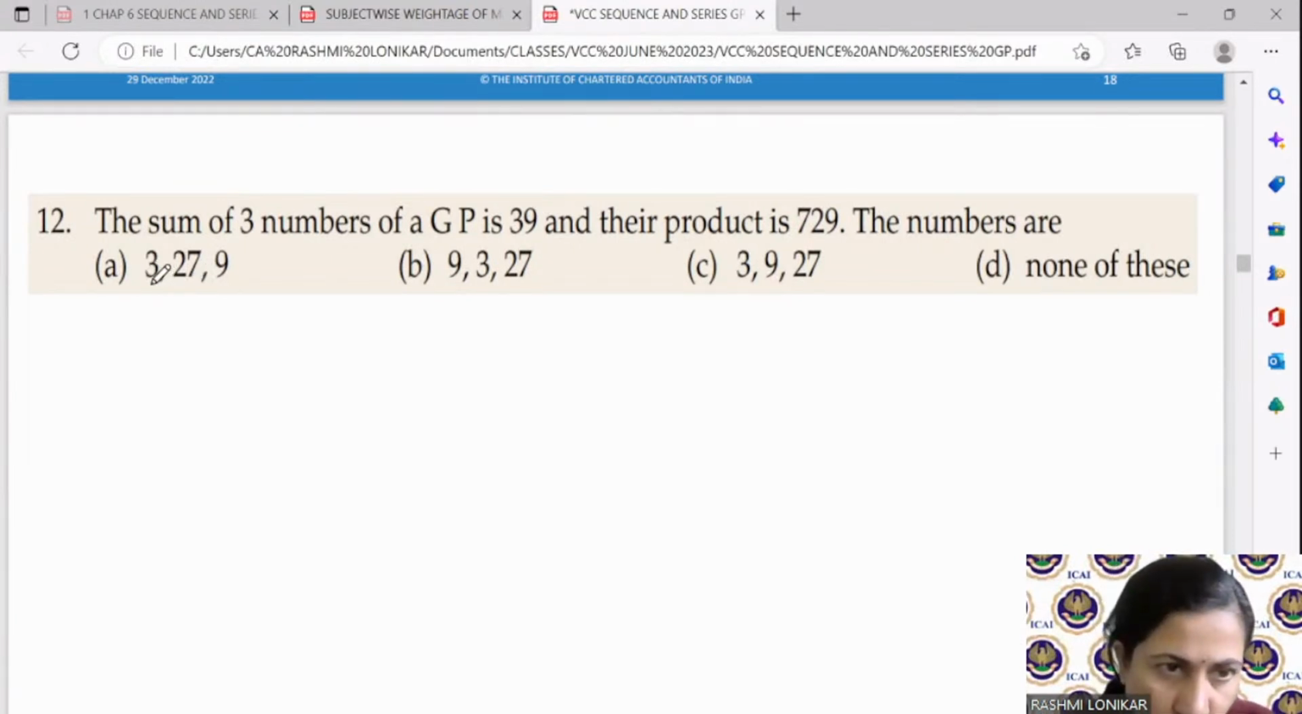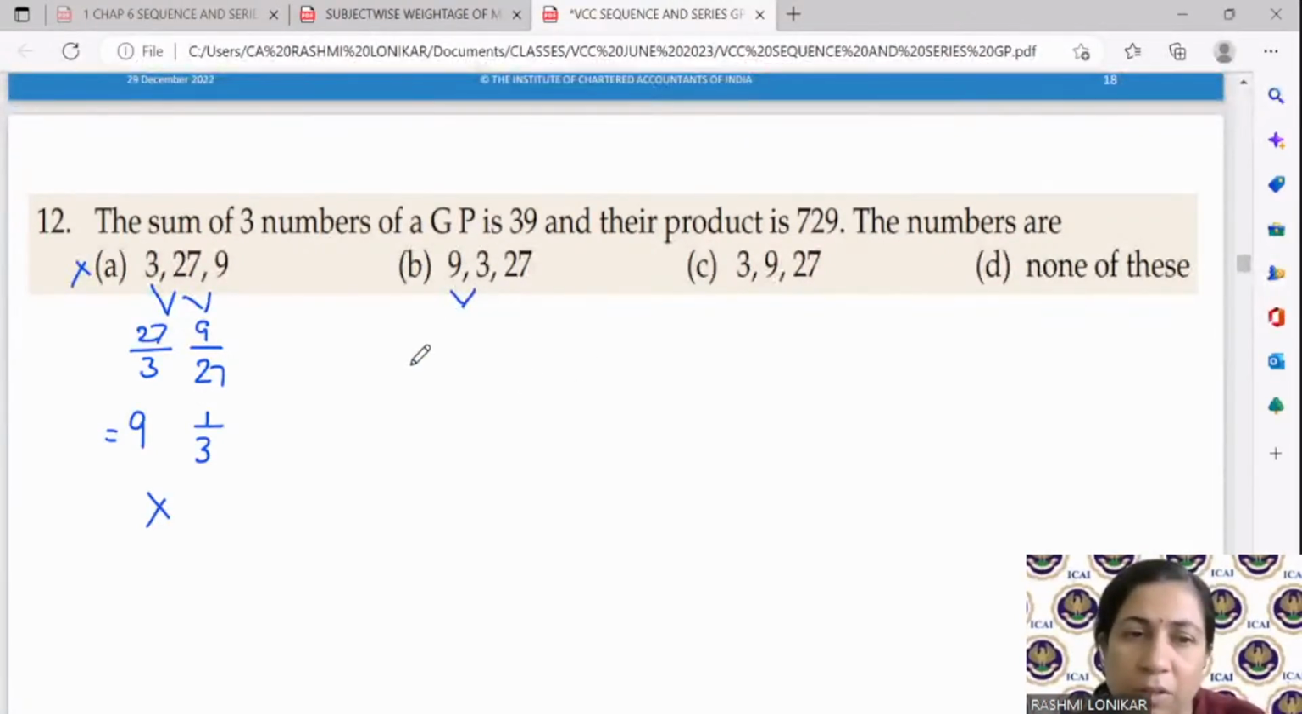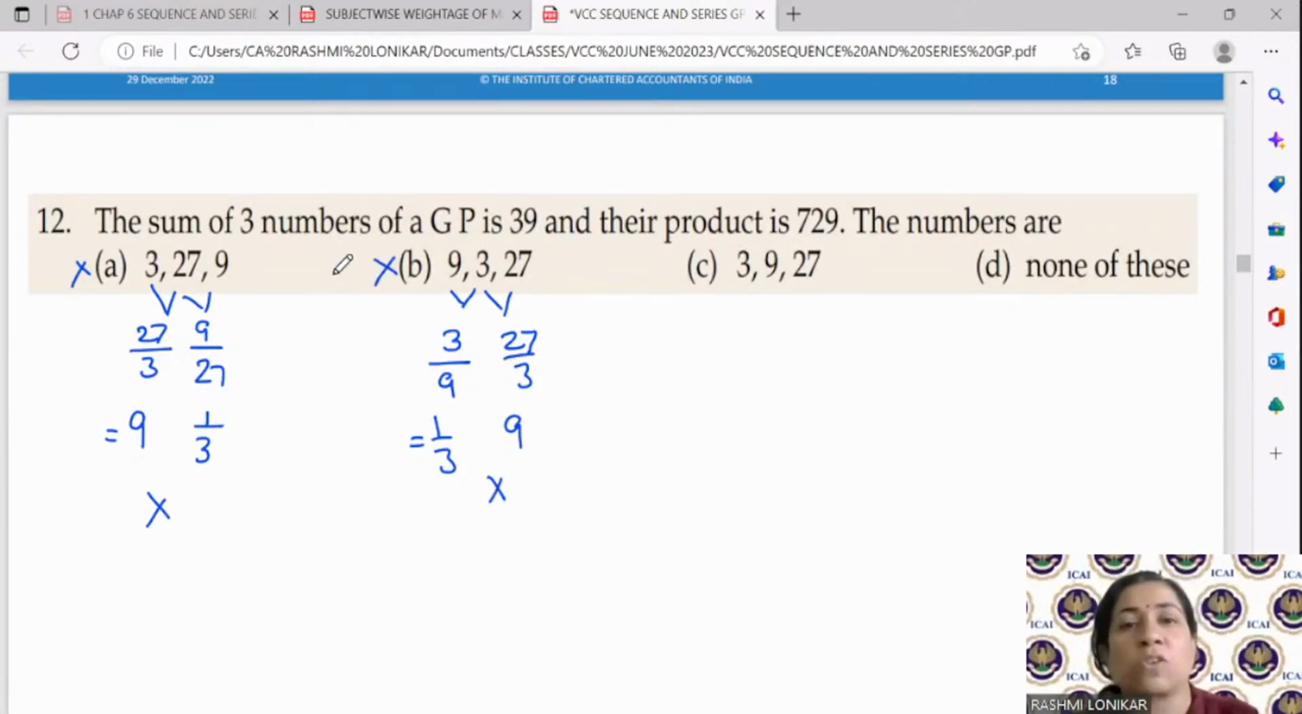Now let us see the ratio. What will be the ratio here? 27 upon 3. What is the value? It is equal to 9. Let us see over here, 9 upon 27, third term upon second term. What is the value? This is 1 by 3. Are they same? Is it the common ratio? No. So this is not a correct option. Let us see over here. What is the ratio? Second upon first. So 3 upon 9, which is equal to 1 by 3. What is the other ratio here? 27 upon 3. This is 9. So this is not the same. So this is also not the correct option.